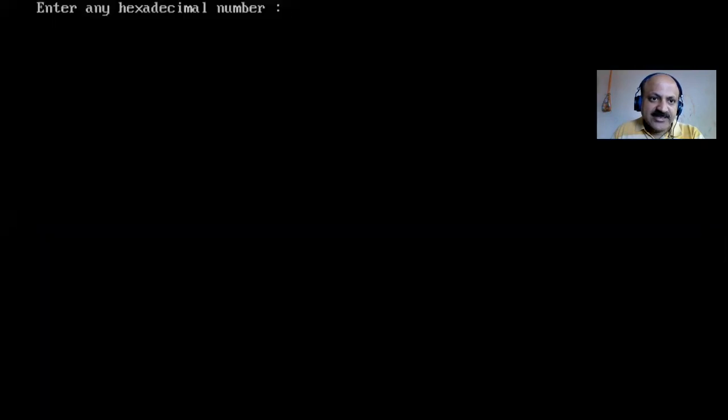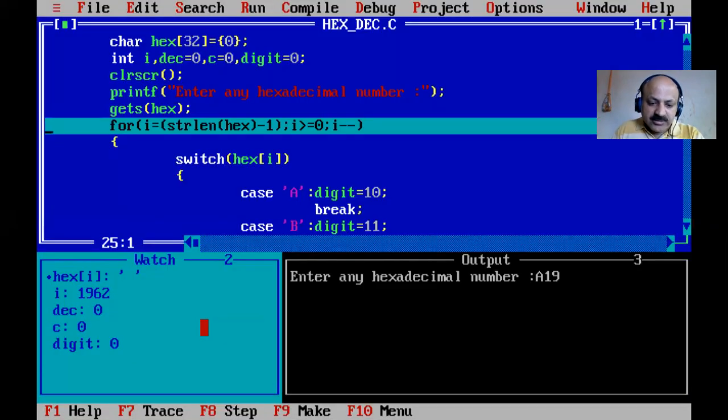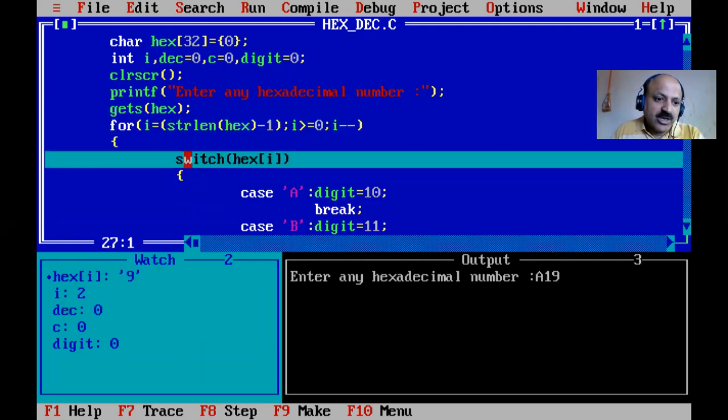So enter any hexadecimal number. I can input our paperwork example, A19. So let us have that. Yes, now that I is initialized, the garbage value is gone. So I press F7. You can look that I is 2 because there are three digits, but we minus 1. So I is initialized to 2.